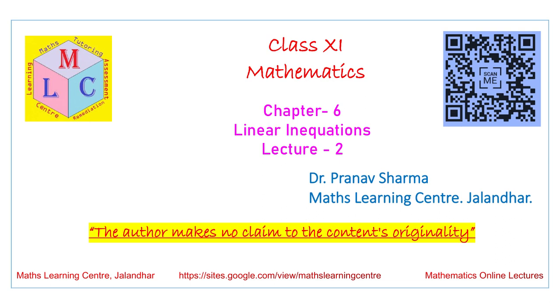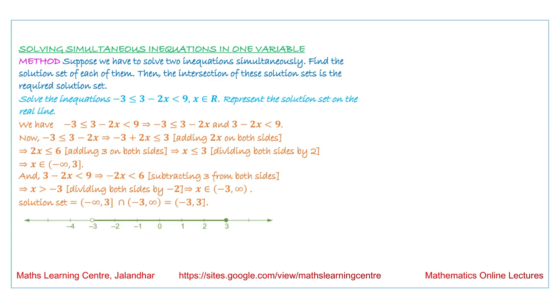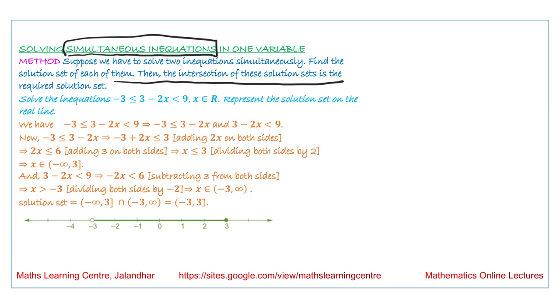We are going to start now the second lecture of chapter 6, class 11th mathematics, linear inequations. In this lecture we will solve simultaneous linear inequations in one variable. The method to solve these kinds of problems is that whatever systems are given to us, we solve them separately. We solve all the systems of inequalities separately, and then the final solution will be the intersection of the solutions of each of these inequalities.